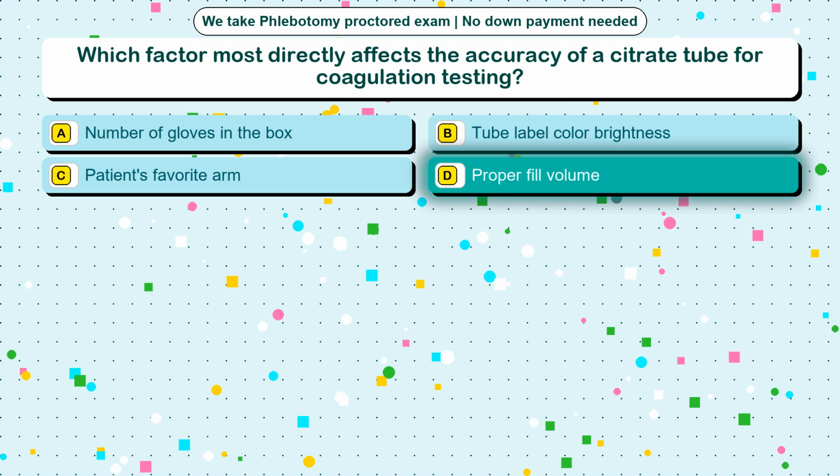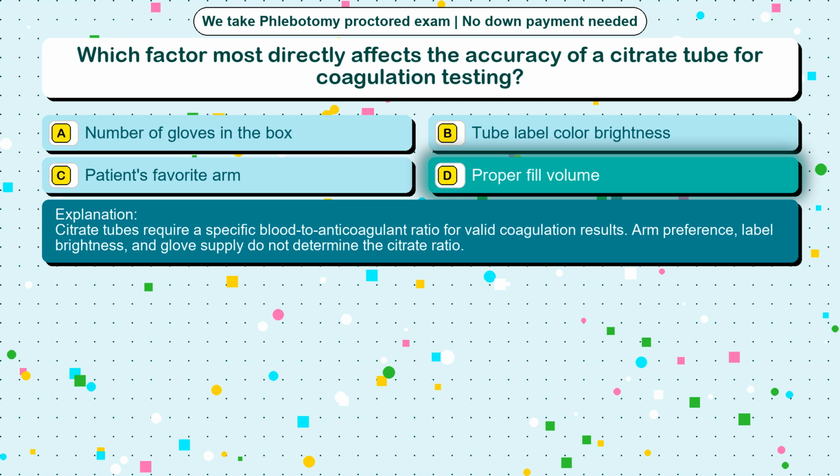The correct answer is option D. Proper fill volume. Citrate tubes require a specific blood-to-anticoagulant ratio for valid coagulation results. Arm preference, label brightness, and glove supply do not determine the citrate ratio.